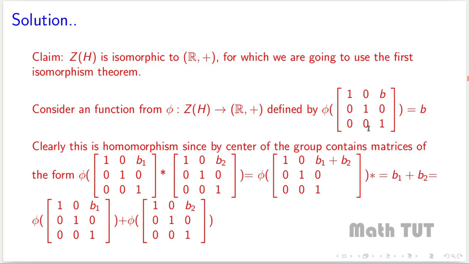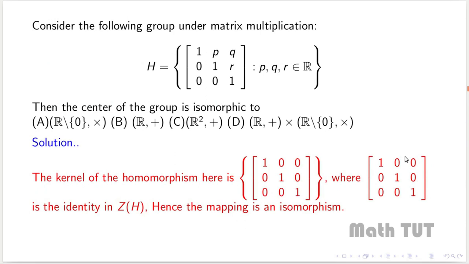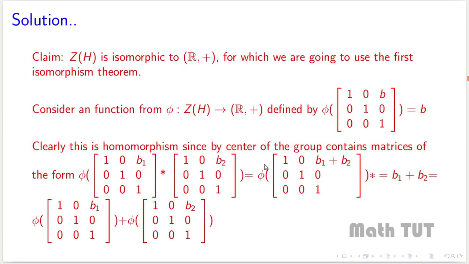So the kernel of this mapping phi is actually the 3 by 3 identity matrix, because there is only one matrix which is mapped onto the identity element in R plus. So the kernel of phi is a singleton set containing the identity element. So our mapping is an isomorphism. If we use the first isomorphism theorem, for a homomorphism we have what?